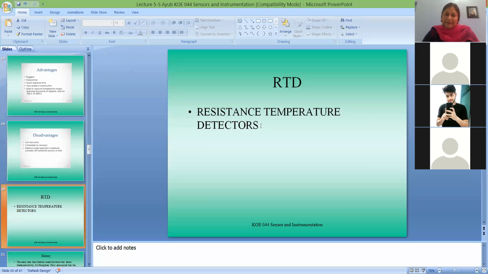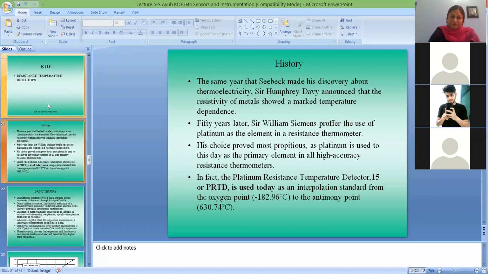Now we'll see another temperature transducer, which is called an RTD, or electrical resistance thermometer, also resistance temperature detector. Now, as the name suggests, resistance temperature detector, that means something to do with resistance and temperature. That means resistance must be changing with the temperature. Just shortly we'll see the history. It is not that necessary, but one should know it when we study the RTD. We are electronic people, so we know a little bit of history.